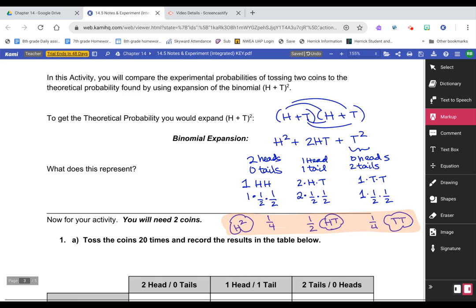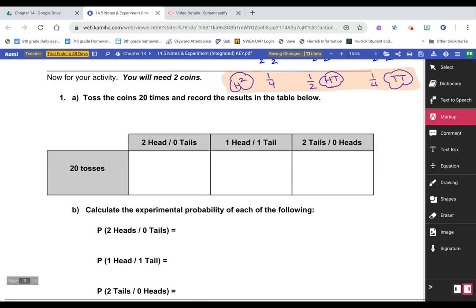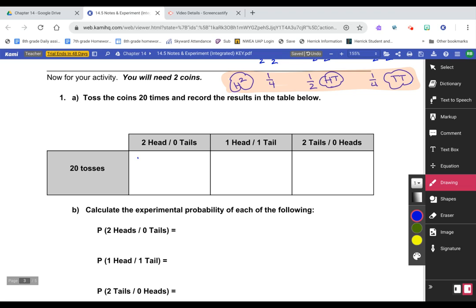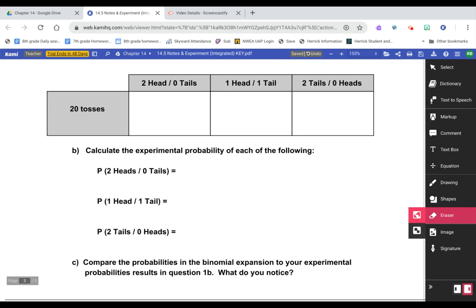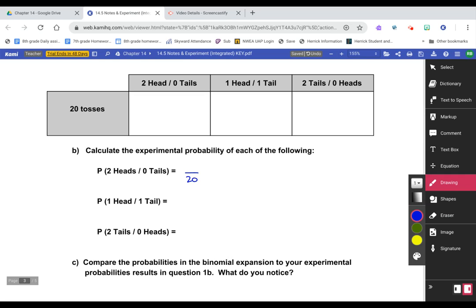So it's a pretty simple experiment. All you're going to do for number 1 is take 2 coins, toss them at the same time and record. If you end up getting 2 heads, you'll make a tally mark here. If you end up getting 1 head, 1 tail, you'll make a tally mark there. You are going to do this 20 times and record your data. Then calculate your probability from your experiment here in part B. So it'll be out of 20, and then you'll have to simplify.